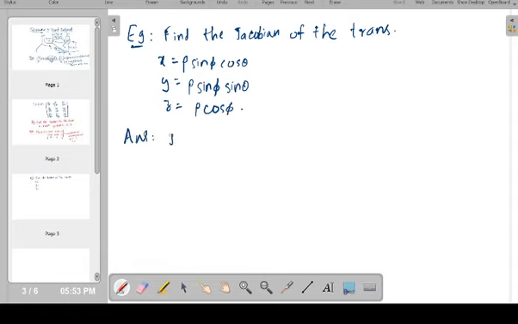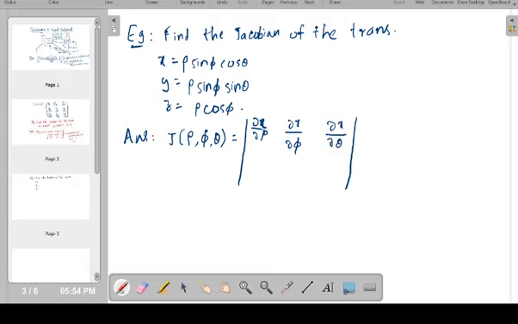So the answer: the Jacobian of rho, phi, theta is equal to the determinant of dou x by dou rho, dou x by dou phi, dou x by dou theta, dou y by dou rho, dou y by dou phi, dou y by dou theta, and finally dou z by dou rho, dou z by dou phi, dou z by dou theta.